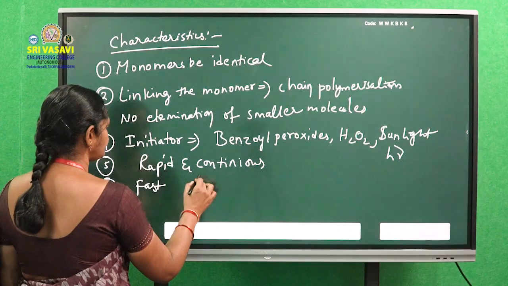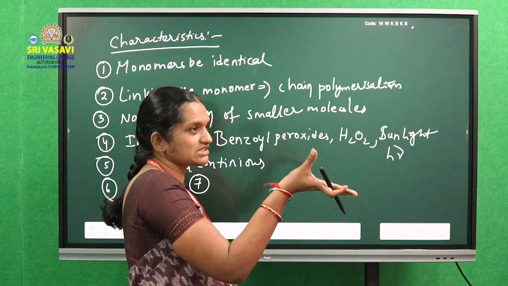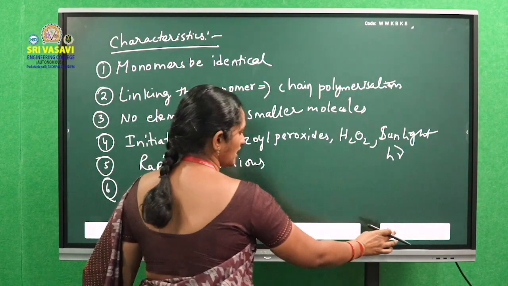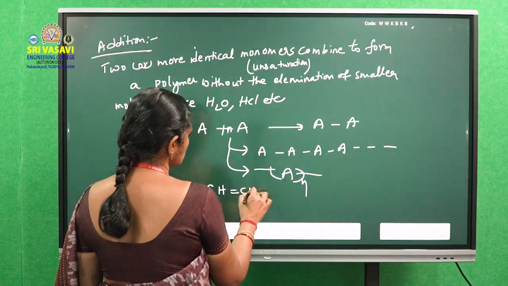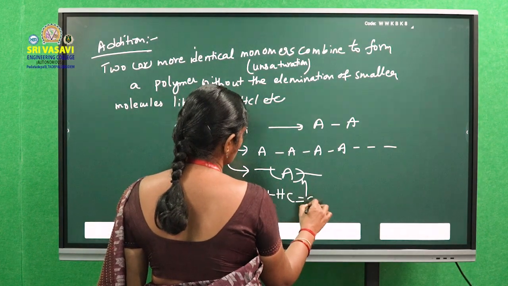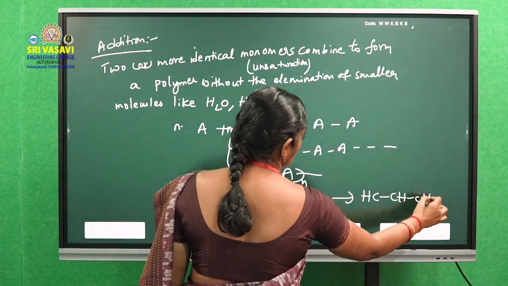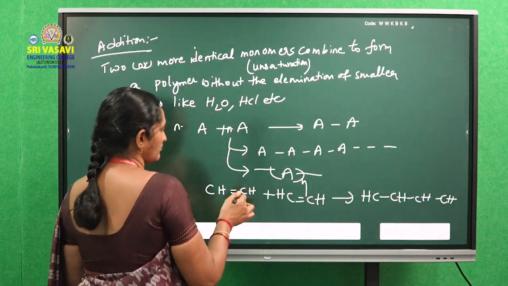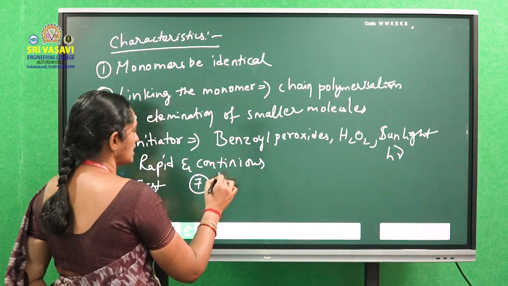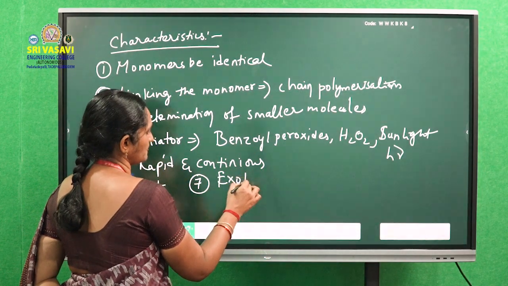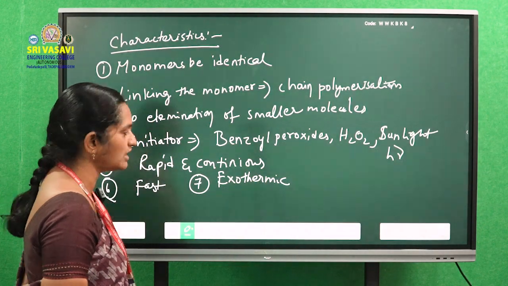Next, the seventh one. When we are combining monomers, we are changing the pi bond into a sigma bond. Let us see here, I have taken some double bonds. CH double bond CH, added with CH double bond CH, I got the chain like this. If you observe, I broke the pi bond and changed it into a sigma bond. Therefore, it is an exothermic reaction. It is exothermic in nature.